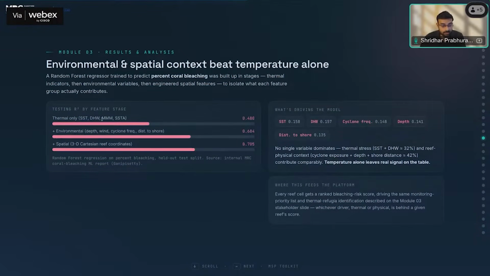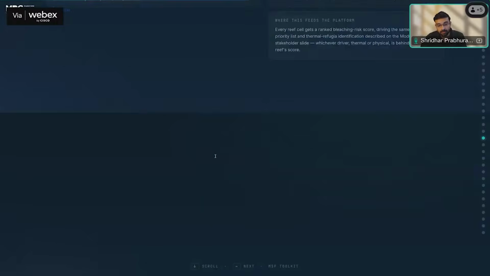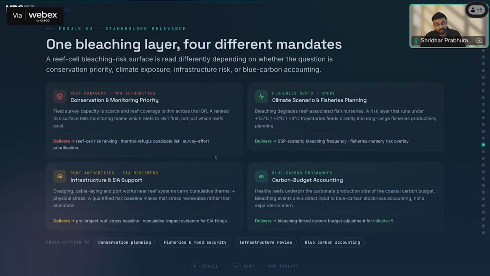So this is the analysis that I mentioned. Thermal only gives an R square of 0.48. But if we take other aspects like depth, wind, cyclone frequency, distance to shoreline, and other such aspects, the factors increase. Now, again, it's extremely important from a conservation monitoring priority perspective. All the field survey capacity that we have today is scarce, and the reef coverage in itself across IOR is extremely scarce. So it is important for us to rank and understand which reefs are the ones that we need to protect first. That ranking is what we are after with this particular layer.